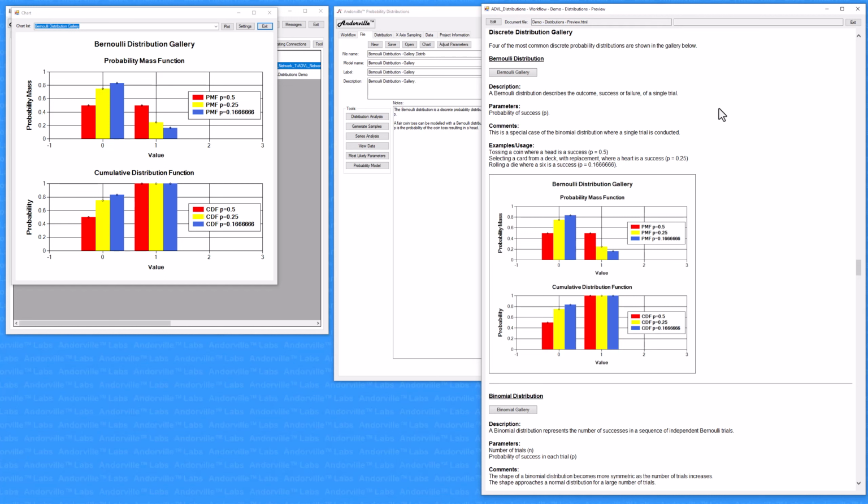The gallery shows three different examples of the Bernoulli distribution. The example shown in red models tossing a coin where a head is a success with a probability of 0.5. The yellow example models selecting a card from a deck with replacement where a heart is a success with a probability of 0.25. The blue example models rolling a die where a 6 is a success with a probability of 1/6 or 0.1666 recurring.